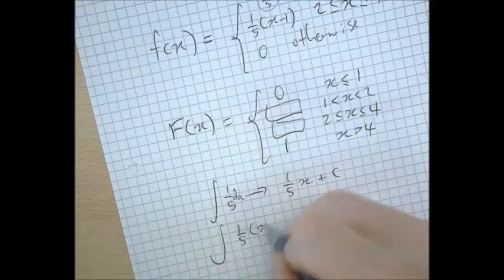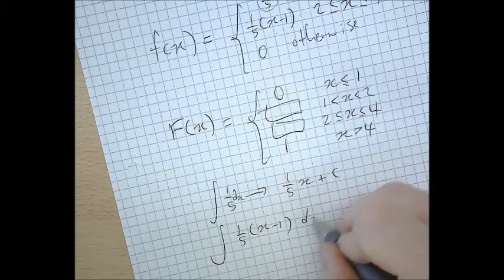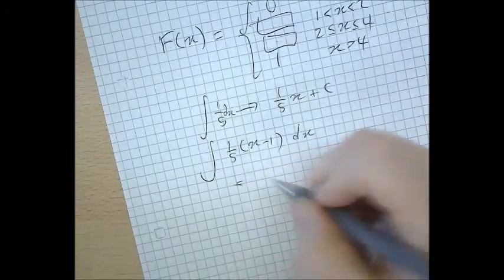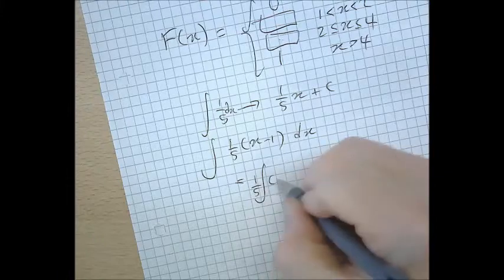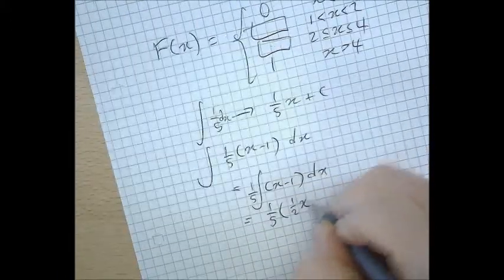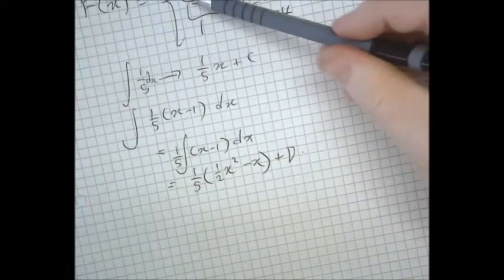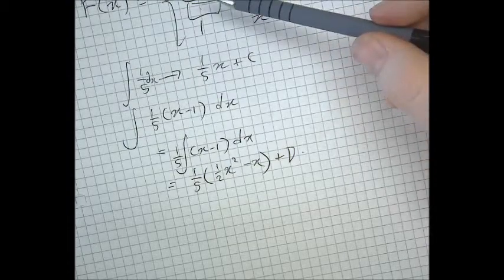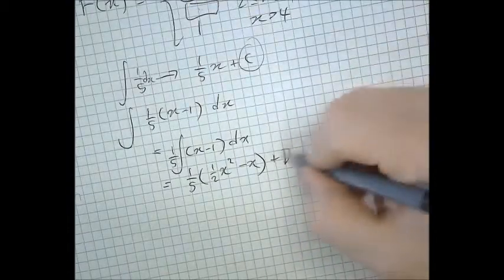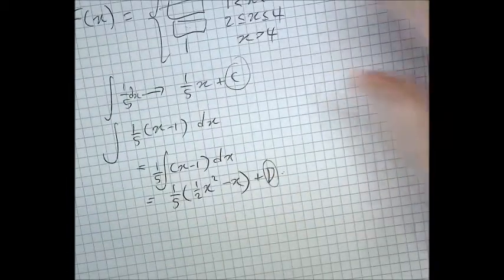Now if I integrate a fifth x minus 1, I get, it's a bit of mathematics here, half x squared minus x plus d. Okay? Now we want this to be user friendly. We want to be able to use it to work out probabilities. So I really need to decide what these c and d's are.